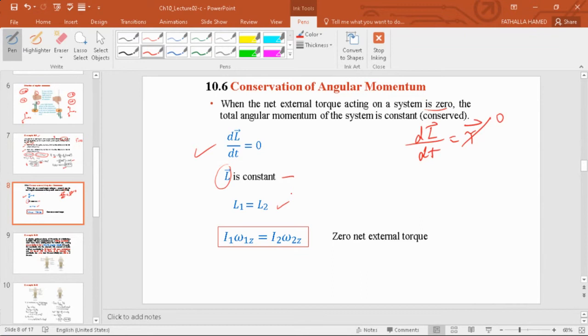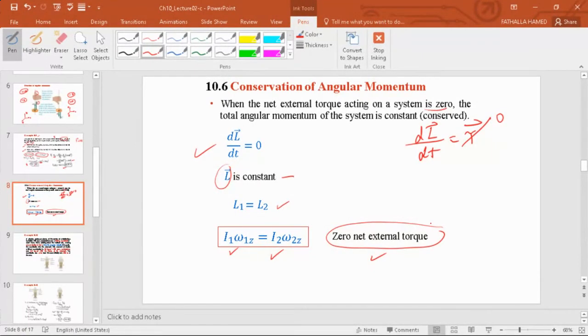And we defined L as I omega. So if you're looking at 1, it will be I1 omega 1, of course, around the z-axis. You can do it around any axis here. And I2 omega 2z, or it could be the x or the y, it depends. And this is in the case when you have zero net external torques.